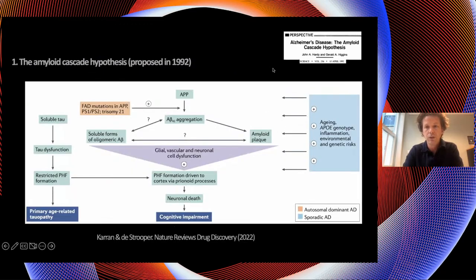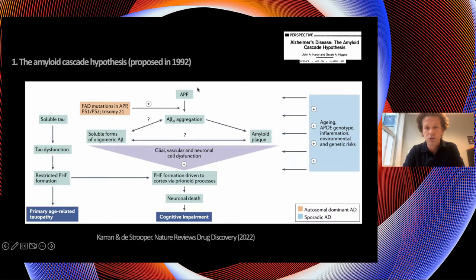So after that discovery, the so-called amyloid cascade hypothesis was proposed in 1992. I'm showing you here a more updated version, because the one in 1992 is, I would say, highly simplistic. This one is also highly simplistic, because if it would be so easy, we would probably have already solved it. But this at least gives a little bit of an idea of how the disease may emerge.